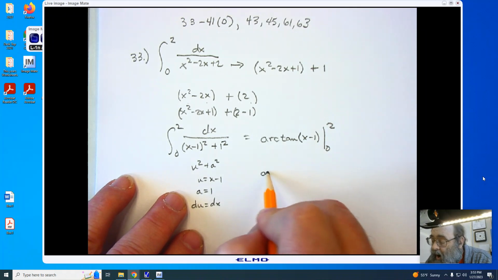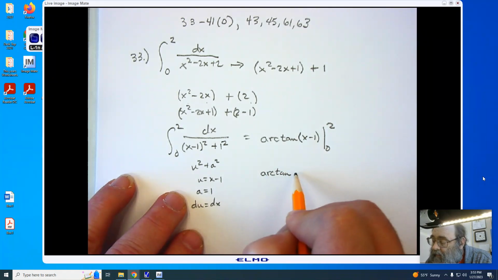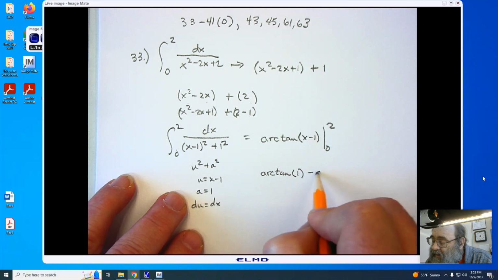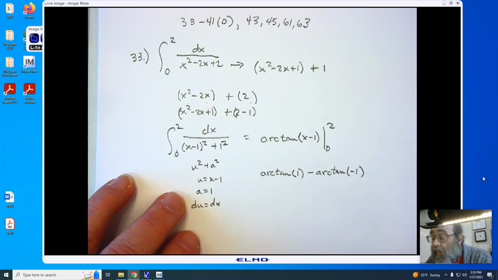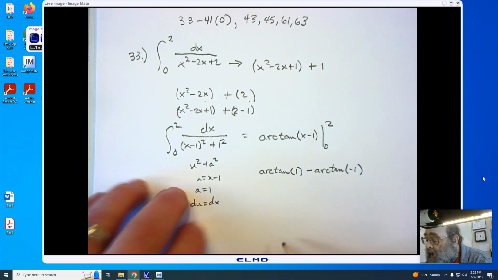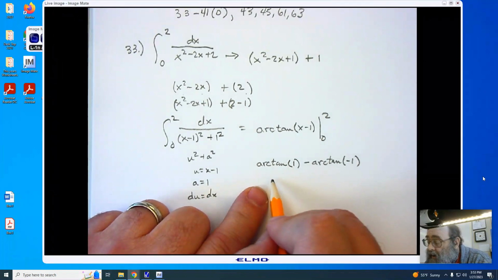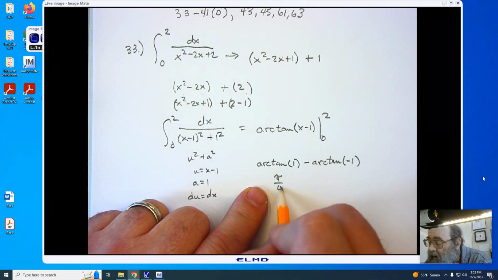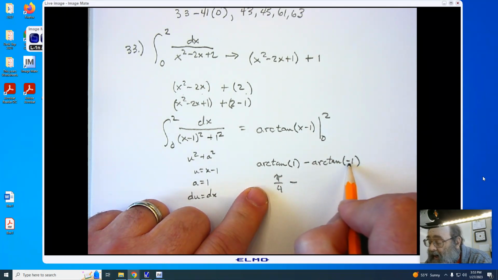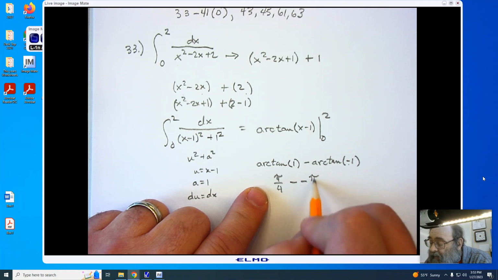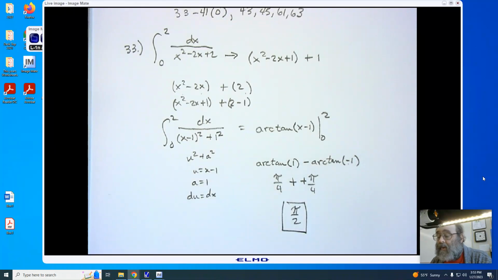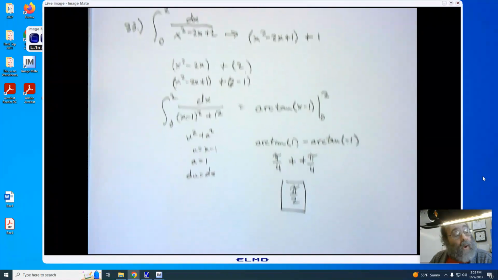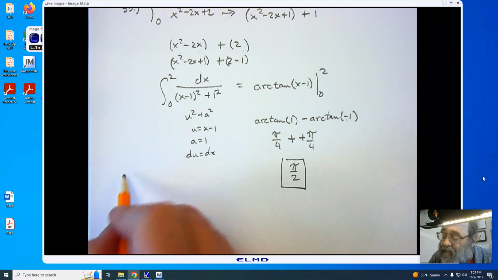This is going to give me the arctangent of 1 minus the arctangent of negative 1. Now, we already saw in the previous problem that the arctangent of 1 is going to be pi over 4 minus, now we're looking at a negative 1, which is negative pi over 4. I add them together, and my answer is pi over 2. And that's the answer to number 33. Let's go ahead and take a look at number 35 next.